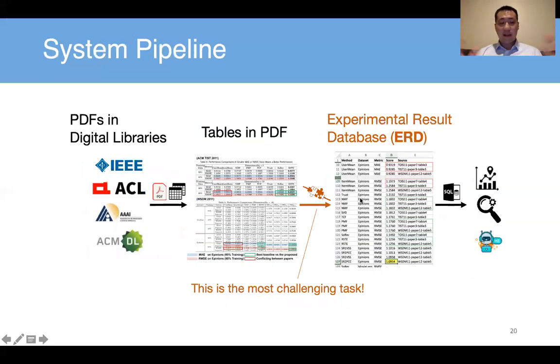For the system pipeline, the first step is to collect the PDF files, the papers from digital libraries, and crop the tables from the PDF. Based on those tables, we try to align them together into one single experimental result database. We call it ERD. This is actually the most challenging task: how can we identify the column headers and the row headers, to identify each cell value in the tables, to know how to align the cells into our integrated database? Once the database is built, we can use SQL or PHP to set up some search applications, search functions.